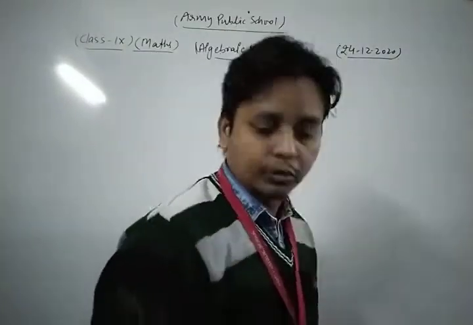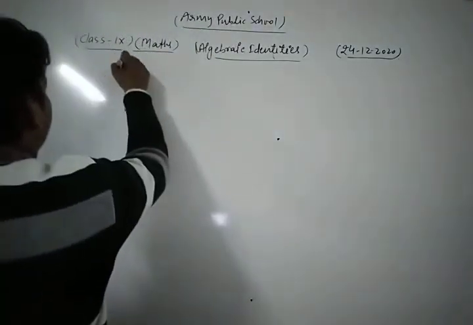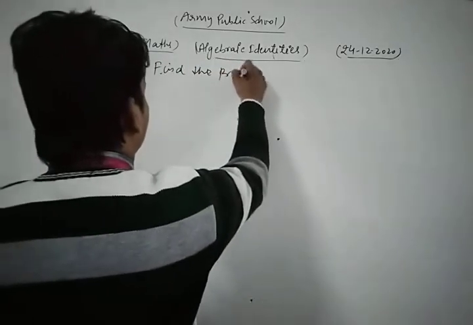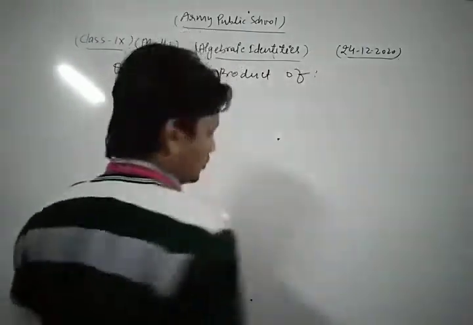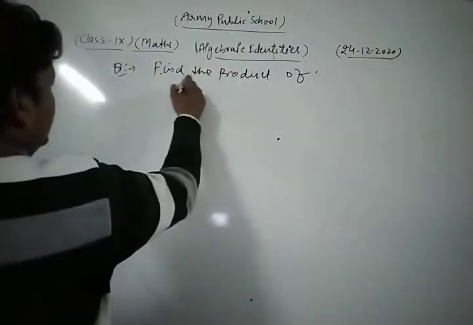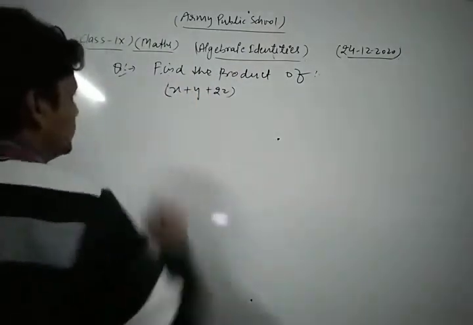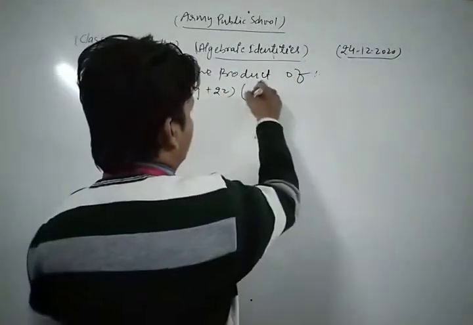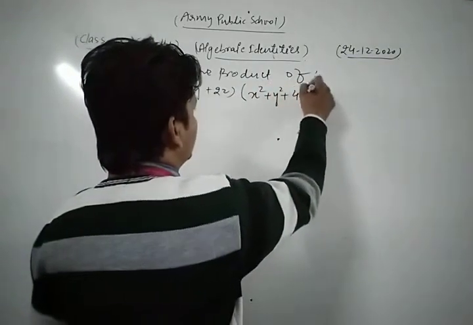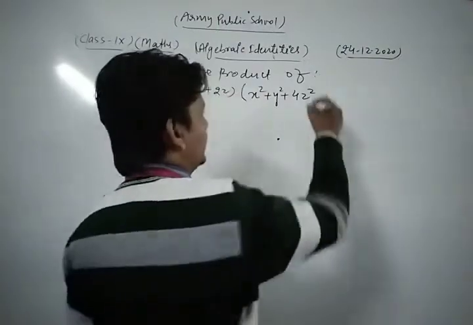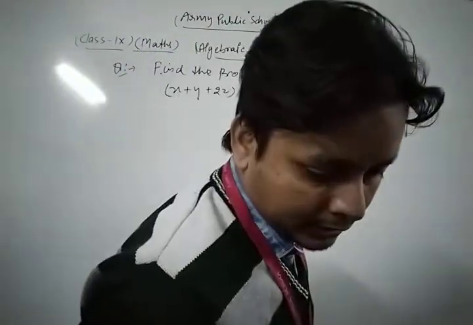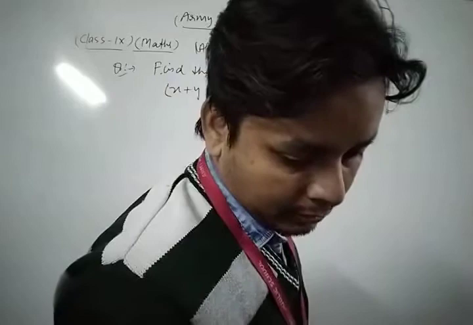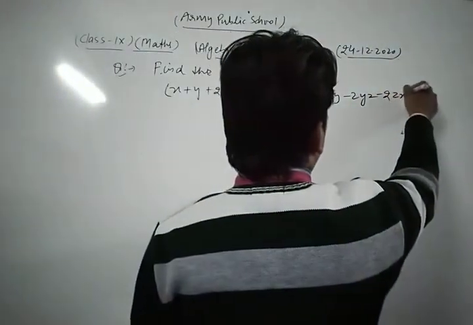Now find the product of x plus y plus 2z in one bracket, and in another bracket x square plus y square plus 4z square minus xy minus 2yz minus 2zx.